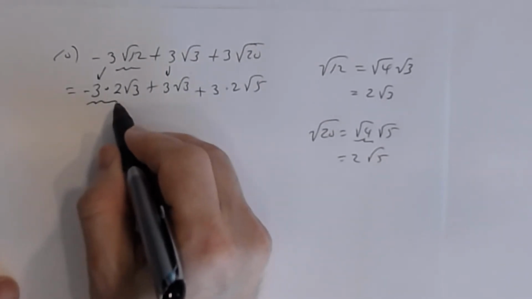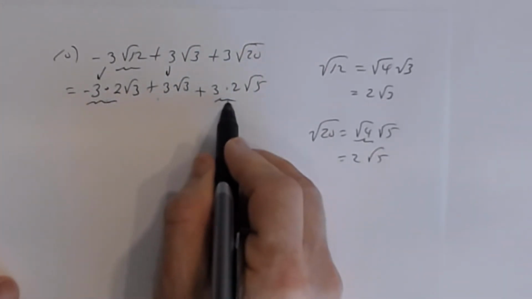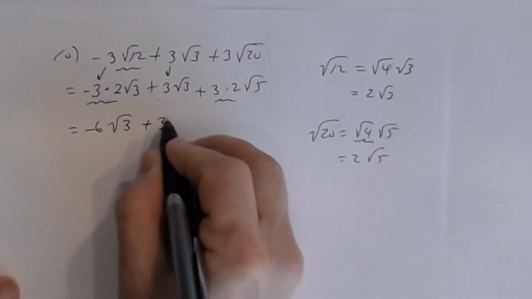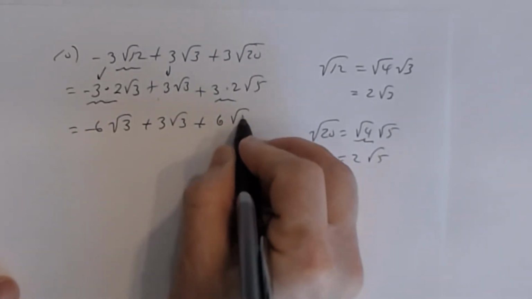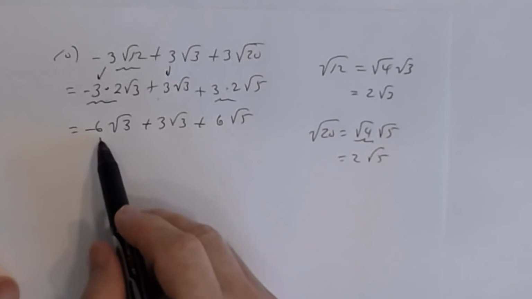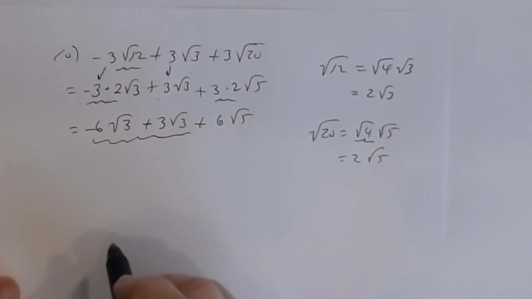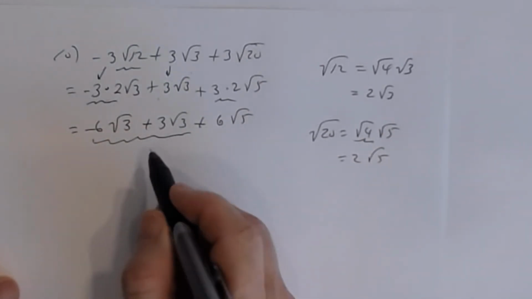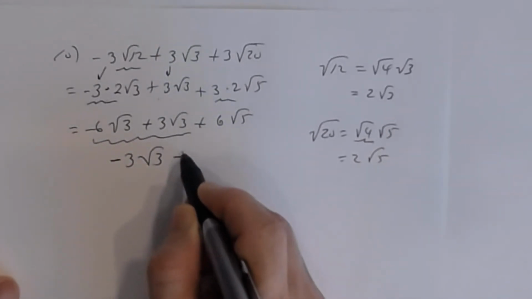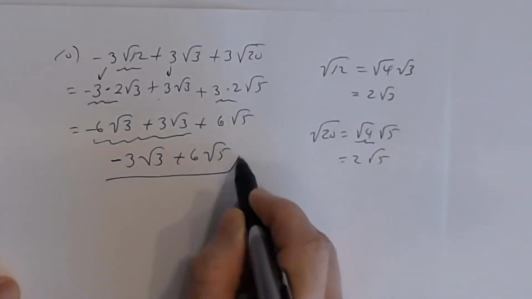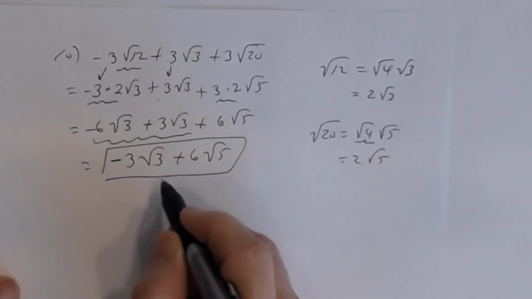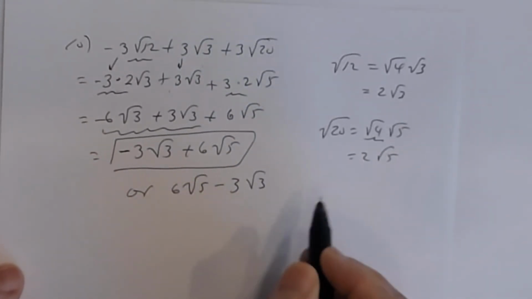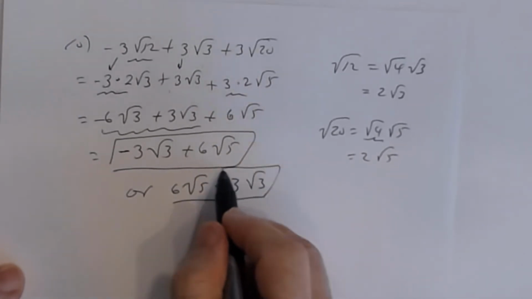And then what you're going to do now is just multiply these factors together, right here, these 2 and these 2. So negative 3 times 2 is a negative 6. I get negative 6 square root of 3, plus 3 square root of 3, plus 6 square root of 5. Now notice that only these 2 are like terms. So negative 6 square root of 3 plus 3 square root of 3 is a negative 3 square root of 3. Plus, and then 6 square root of 5. And that will be the answer there. Now, if you want to rewrite the order, you can. You could say 6 square root of 5 minus 3 square root of 3, as long as you keep the signs with it.